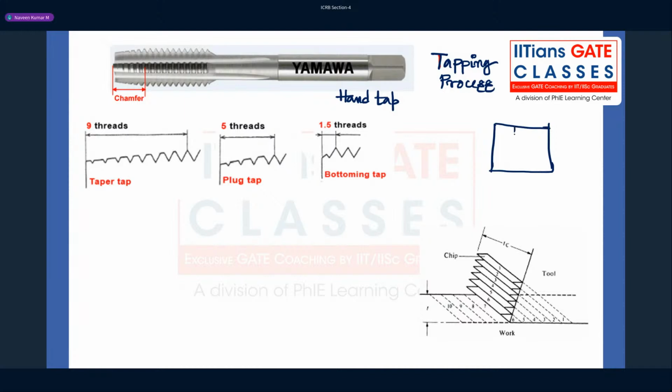If your hole is like this, it started here and it ended here. This is called a blind hole. You can't see the other side; you're blind to the other side. A through hole is one which goes all the way through. Generally this taper tap is used in through hole applications.